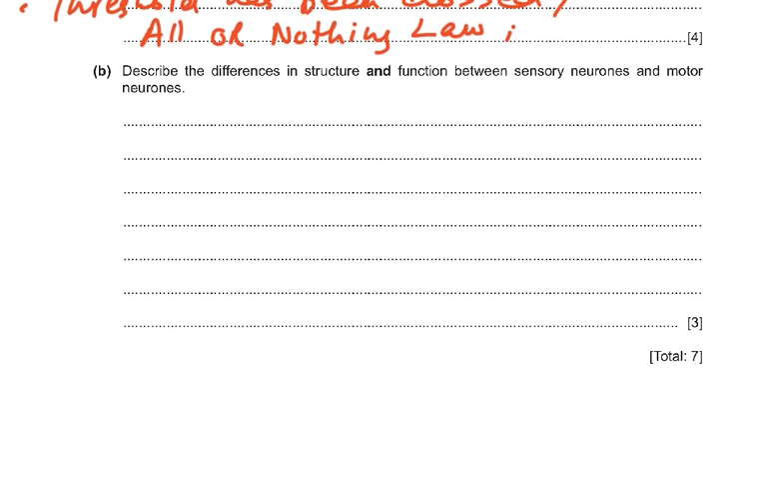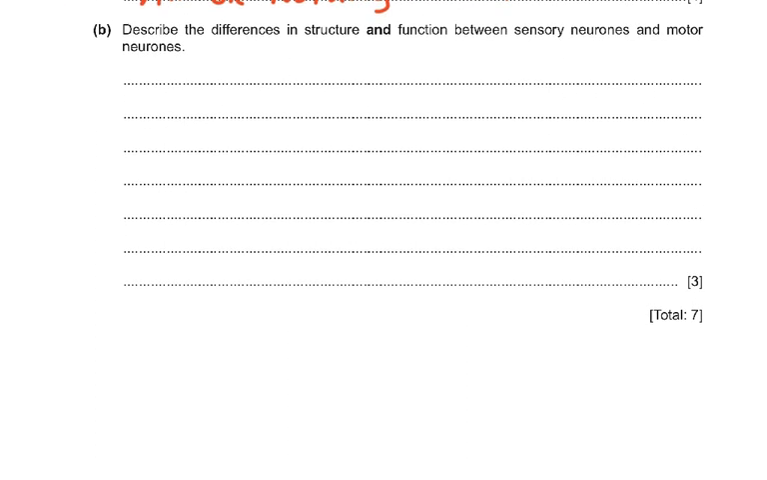Then B part of the question is: describe the differences in structure and function between sensory neurons and motor neurons. A very direct question, nothing very ambiguous. It's very, very clear. Sensory neuron carries impulses from receptor to CNS, while the motor neuron carries impulses from CNS to effector. Cell body of the sensory neuron is between the dendron and the axon.